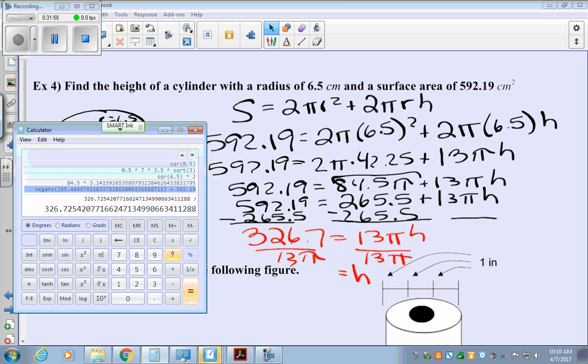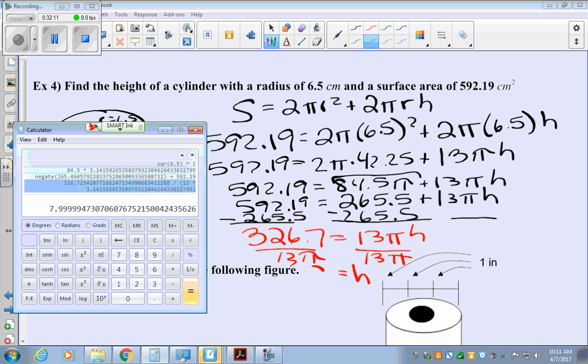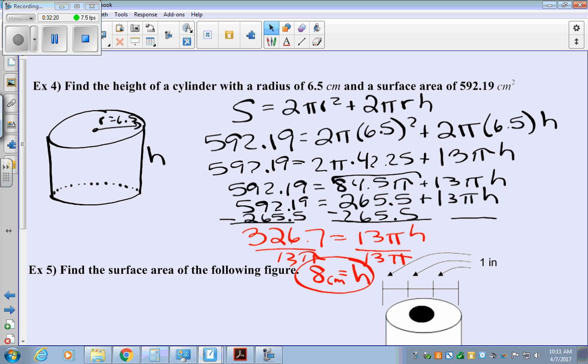So divided by, let's see, 13 times pi. And let's go ahead and round that to 8 centimeters. A little bit of solving equations thrown at you guys. Good thing we were practicing that the entire school year, so we don't get too separated from our algebra skills.